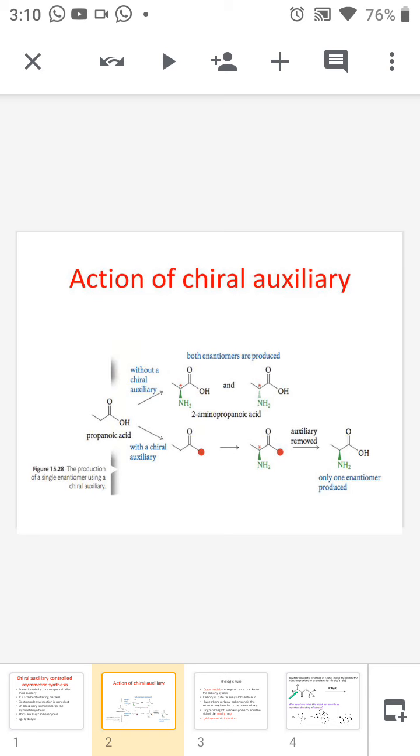Here we can see that the starting material is propionic acid, and the final product is an enantiomer. We can see a chiral center, where one substituent is NH2, the other is CH3, the next substituent is hydrogen, and the last one is COOH. So a new chiral center is generated. Already the starting material has a chiral center which comes from the chiral auxiliary. After the asymmetric synthesis, a new chiral center is generated in the starting material, and we can remove the chiral auxiliary. Thus the chiral auxiliary can be regenerated just like our catalyst, and the starting material is also produced again.